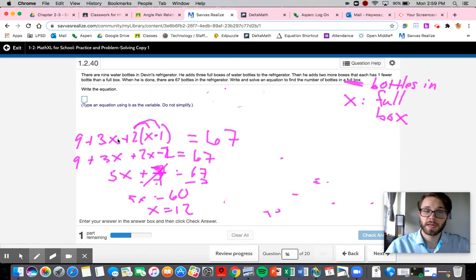And again, all we did here is we were saying there was 3 full boxes and there's 2 boxes with one less bottle for whatever reason. All right, so I'm just going to erase that.